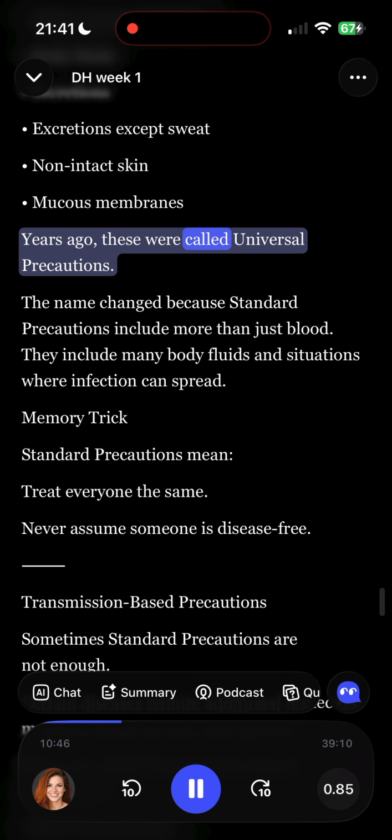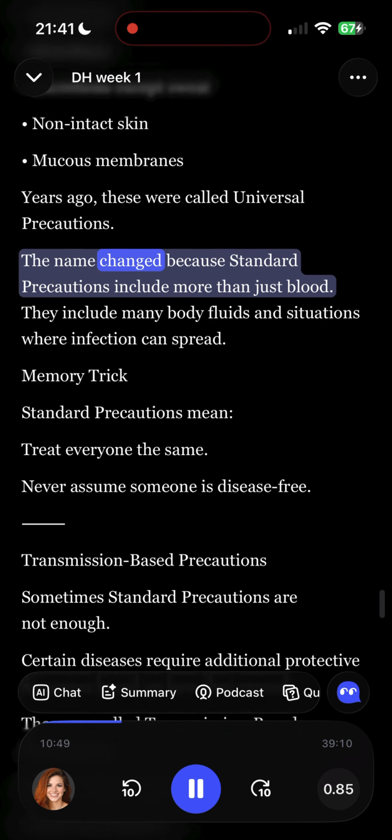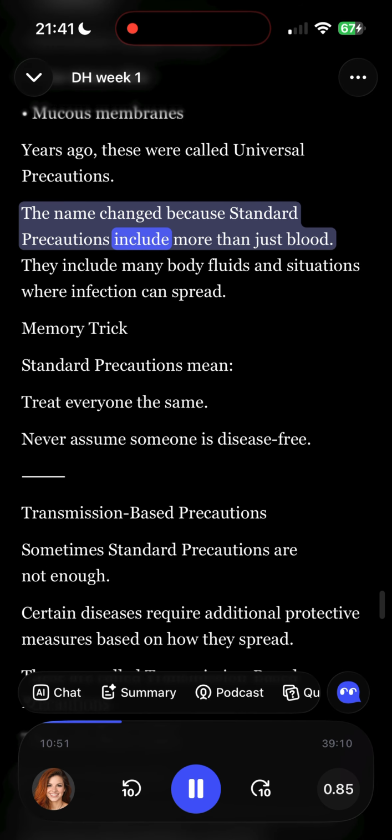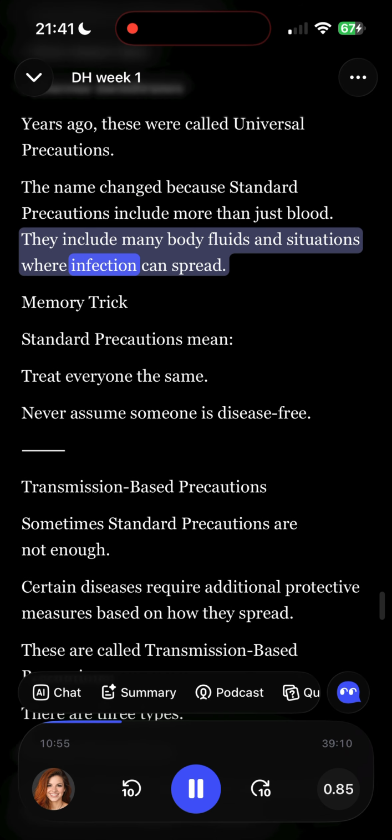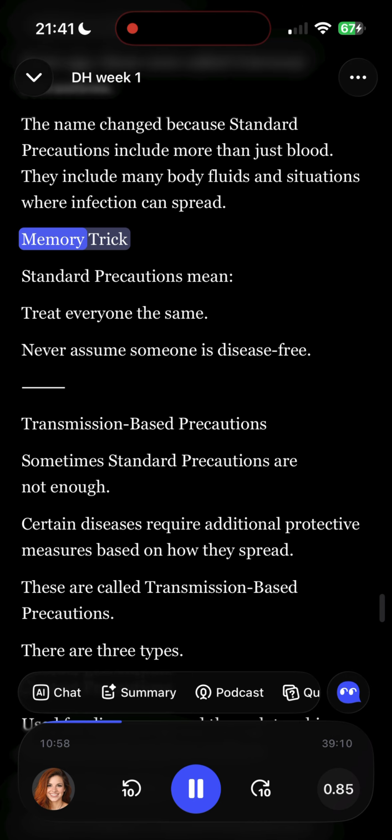Years ago, these were called universal precautions. The name changed because standard precautions include more than just blood. They include many body fluids and situations where infection can spread. Memory trick.